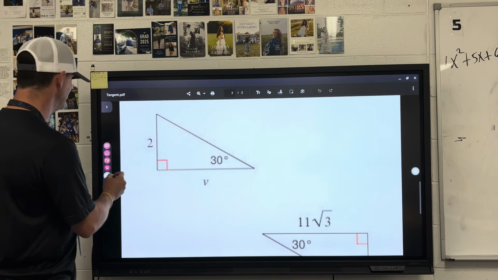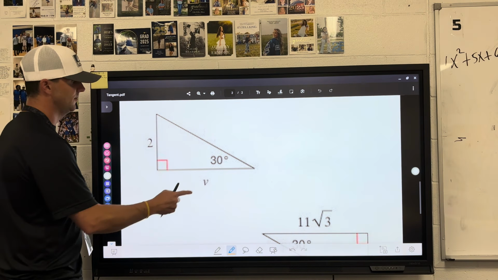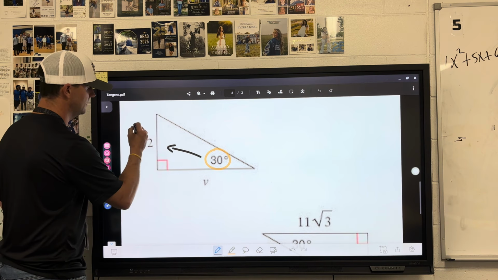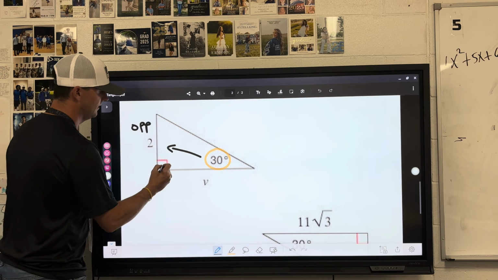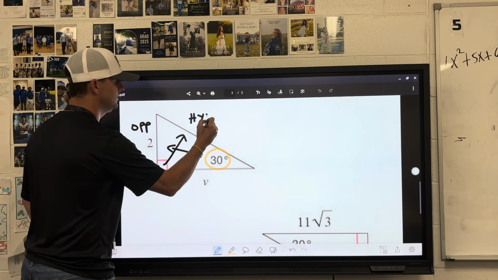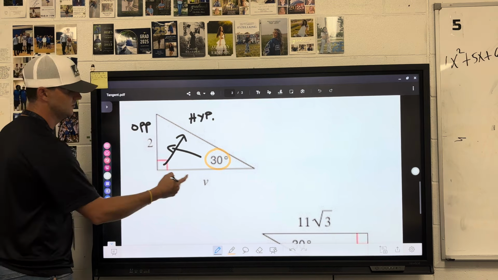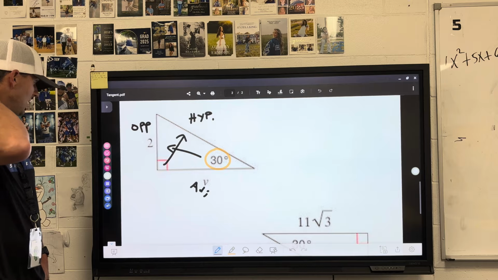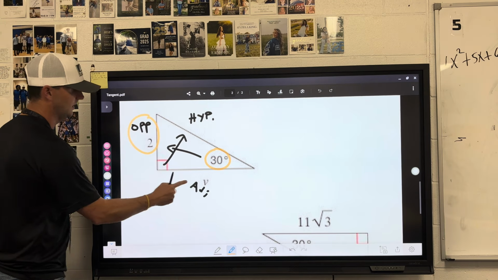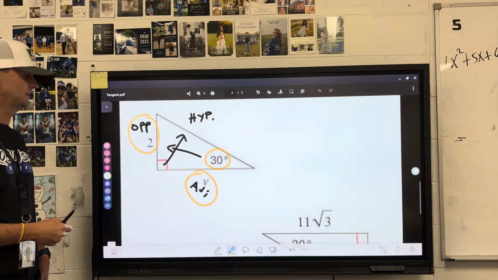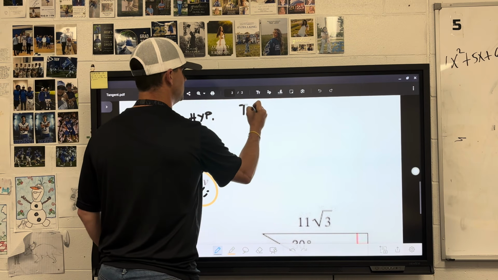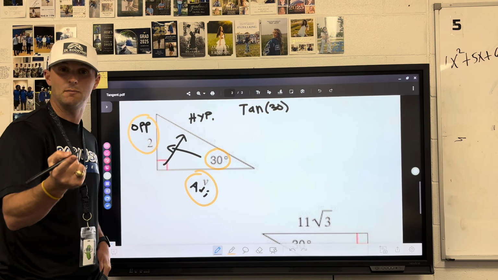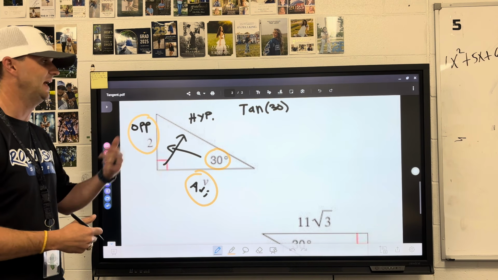All right, so right now I need to find the value of V. Okay, so 30 degrees is my reference angle, so I need to label this. So this right here is going to be my opposite side. This right here is going to be my hypotenuse, because opposite the 90 is always the hypotenuse. And then the V is going to be my adjacent side here, okay? So right now, I am going to be using opposite and adjacent. So that's going to be my tangent side. So right now, I need to do the tangent of 30 degrees, which I know if I did the tangent of 30, that would give me that 0.577 that I got at the beginning.